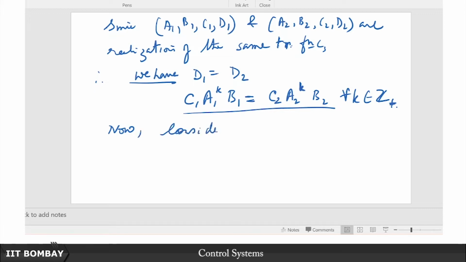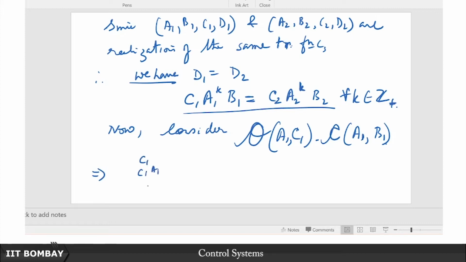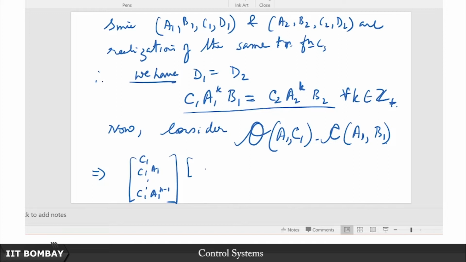Now consider the product of the observability matrix of A1, C1 times the controllability matrix of A1, B1. What does this tell us? This means it is C1, C1 A1, dot dot dot, till C1 A1 to the power n minus 1, and what is this controllability matrix? It is B1, A1 B1, till A1 to the power n minus 1 B1. So what does this matrix look like? You see this matrix looks like C1 B1, of course C1 is a row, so all of these are rows and these are all columns. So of course this row times this column is a scalar.